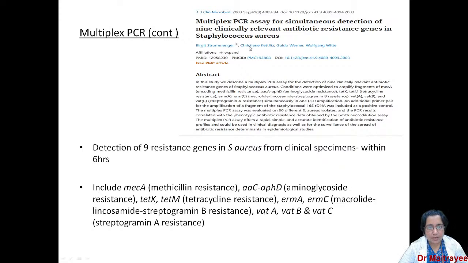This is an old study done in the year 2003, and it describes a multiplex PCR assay for simultaneous detection of 9 clinically relevant antibiotic resistance genes of Staphylococcus aureus. The results in this case were available within 6 hours. This includes mecA, methicillin resistance; aacA-aphD, aminoglycoside resistance; tet(K) and tet(M), tetracycline resistance; erm(A) and erm(C), macrolide-lincosamide-streptogramin B resistance; and vat(A), vat(B), and vat(C), that is streptogramin A resistance.